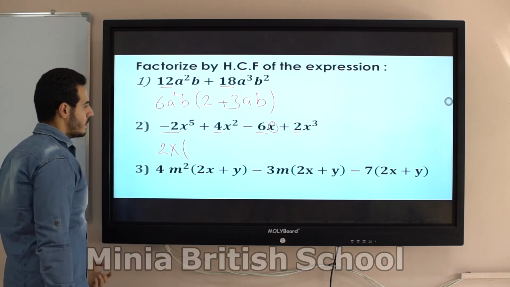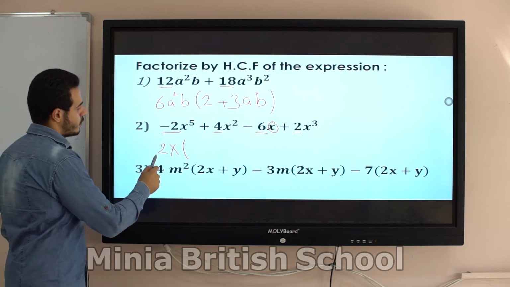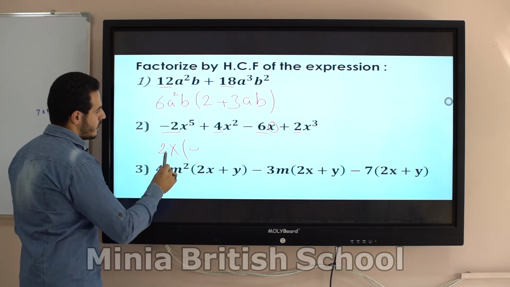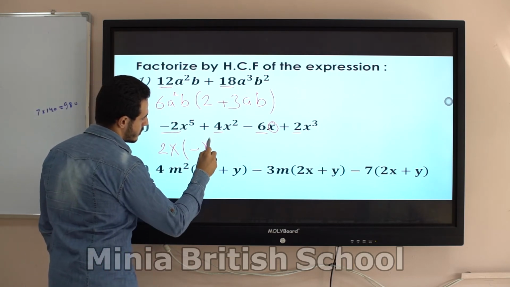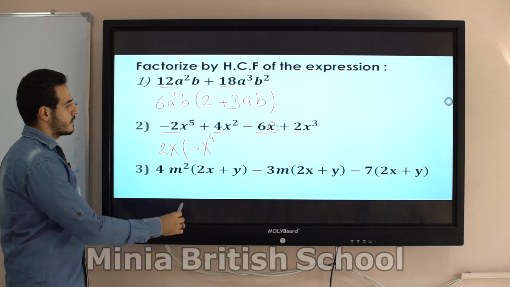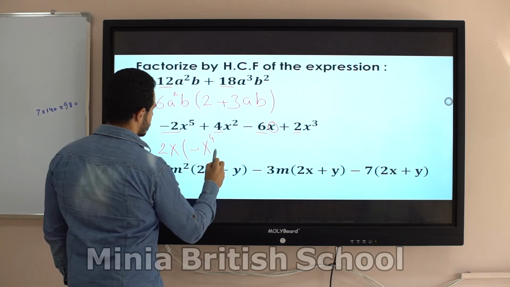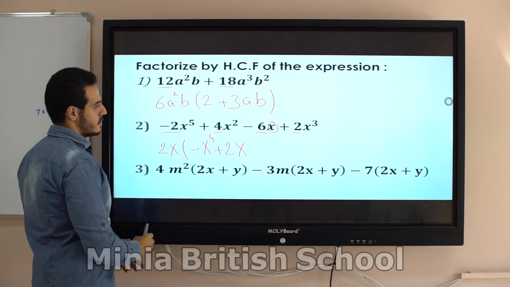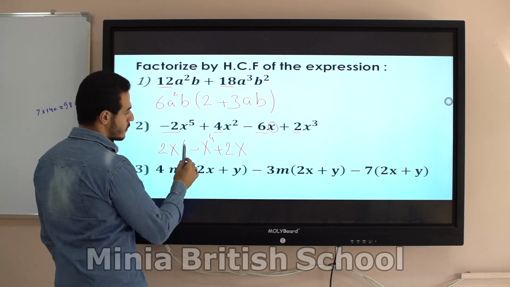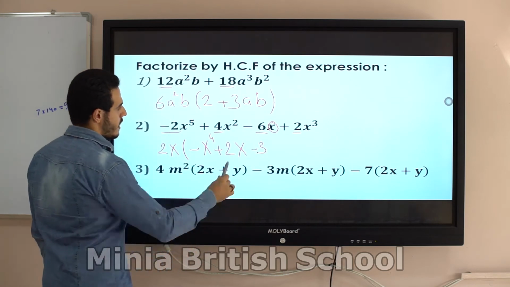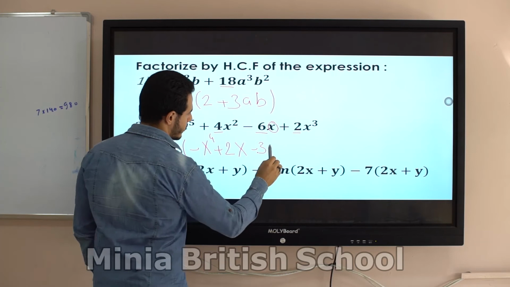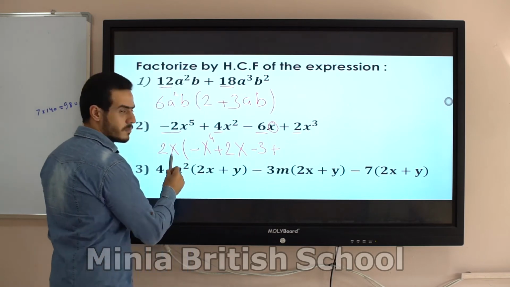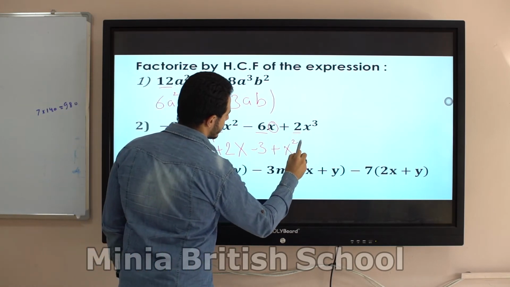Okay? Now, let's look to the first term. Negative 2x power 5 divided by 2x. Negative 2 divided by 2 equals negative 1. X power 5 divided by x equals x power 4. Okay? Second term. 4 divided by 2 equals 2. X power 2 divided by x equals x. Look to the third term. Negative 6 divided by 2 equals negative 3. And x divided by x equals 1. Fourth term. 2 divided by 2 equals 1. X power 3 divided by x equals x power 2. Okay?